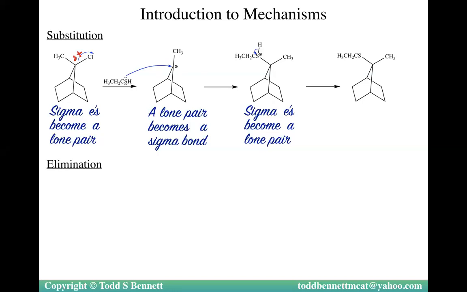Another reaction we're going to learn is substitution. We have substituted an alkyl sulfur group for a chlorine. So chlorine is out, sulfur group is in. Elimination: we eliminate two things and we end up with a double bond. So elimination is going to work in the following way.